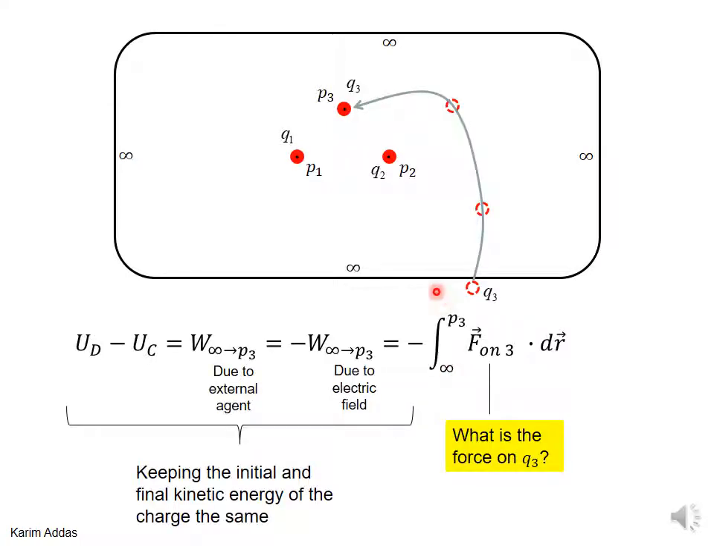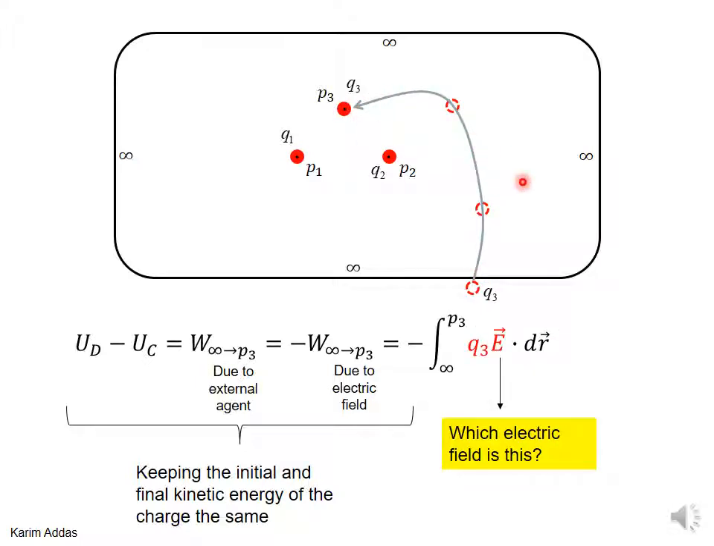So the difference in energy between the two different configurations is the work done by the external agent to move the charge Q3 from infinity to point P3 along some path. And we said that this is equal to the negative of the work due to the electric field, assuming the initial and final kinetic energy is the same. And the work due to the electric field is the integration of F on 3 dot dr. Now what's the force on charge 3 as it's moving along this path? The force on charge 3 is Q3 times the electric field.